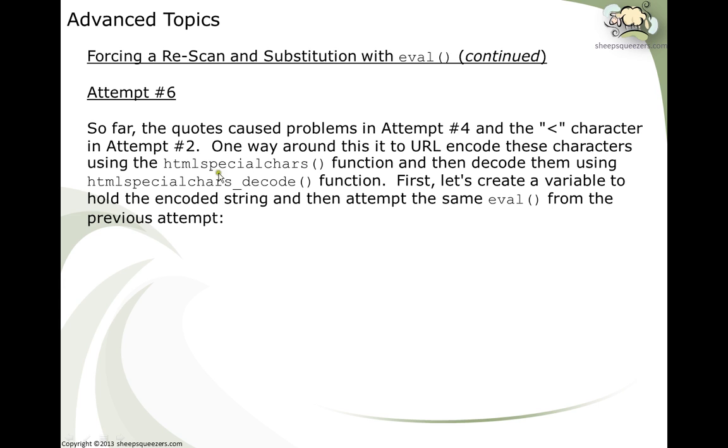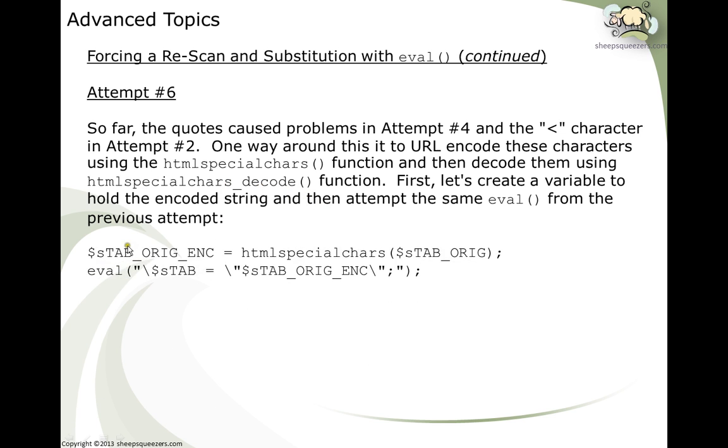But the great thing about htmlspecialchars is it does not resolve a $ sign to anything. $ signs remain $ signs, and curly braces remain curly braces, which is cool. So first, let's create a variable to hold the encoded string using htmlspecialchars. Now, we're going to have to decode this eventually using htmlspecialchars_decode. We'll get to that in a second. So, we're going to create a new variable from $Stab_orange, and encode it with htmlspecialchars.